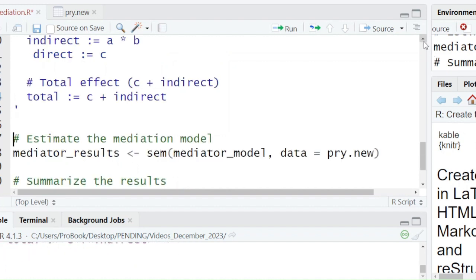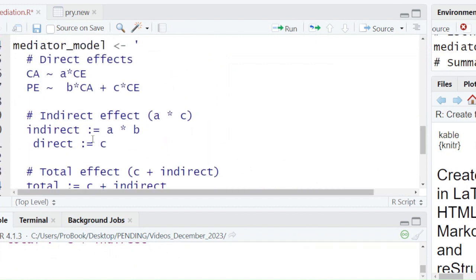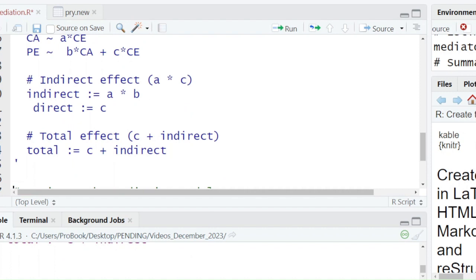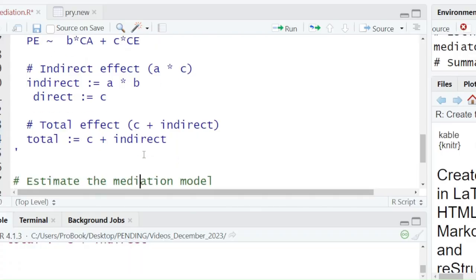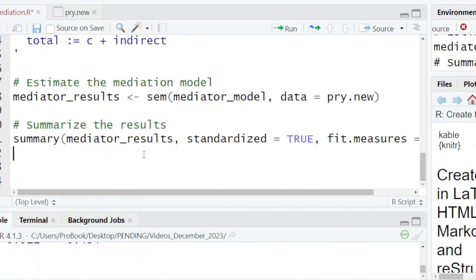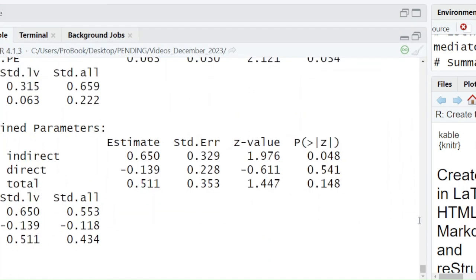Based on that model, I have the direct effect, which is C, and the indirect effect, which is A and B, and then I look at the total effect from the model. In the image, C is the direct effect, and A and B are the indirect effect. So we want to see how the mediator influences the relationship between the independent variable and the dependent variable. What to note is that if we do that, we'll get some very nice results.